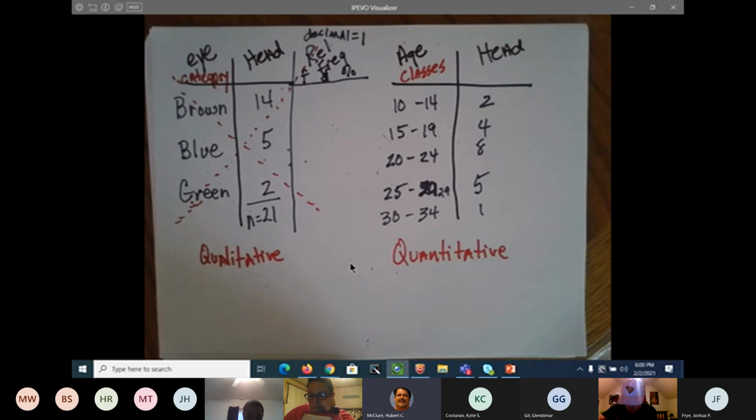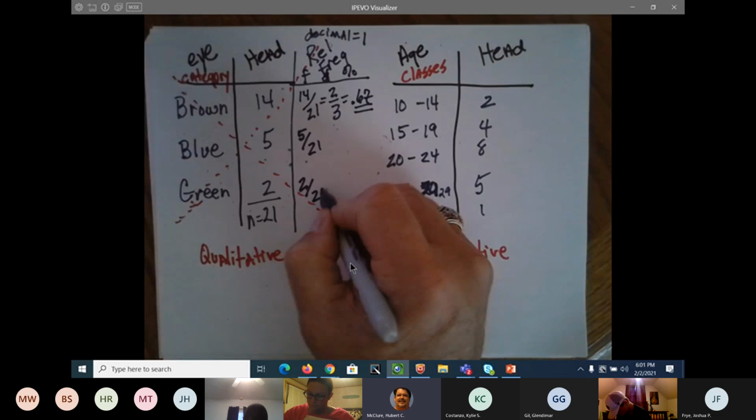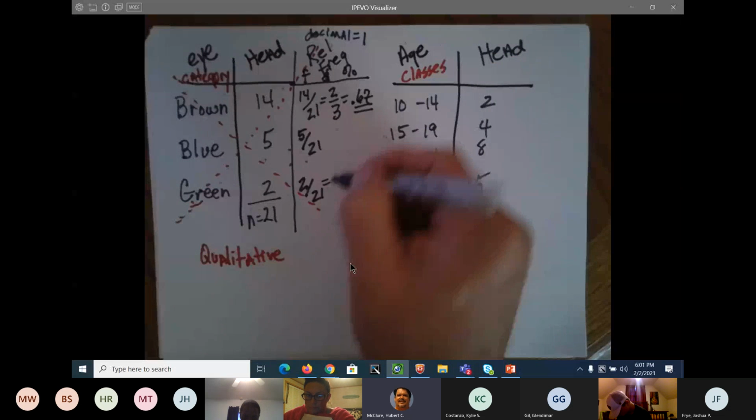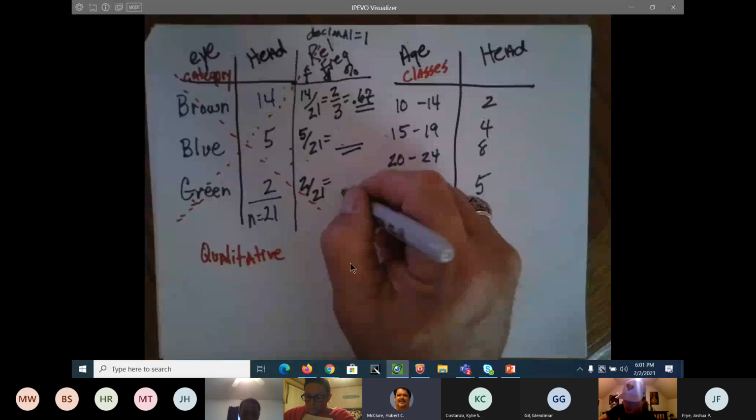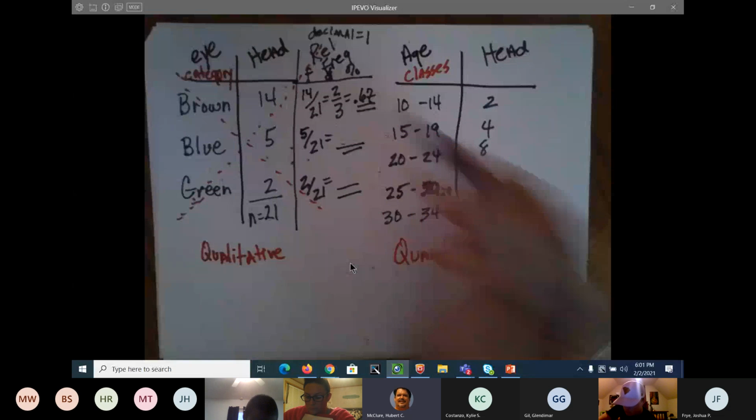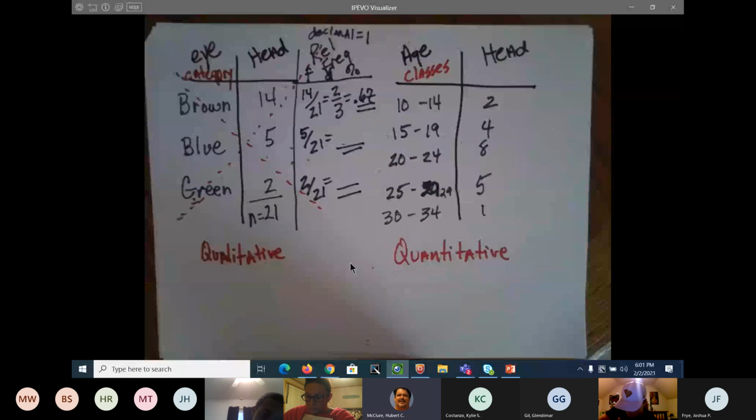So this one's going to be 14 over 21, which is equal to, well, 7 will go in there, 2/3, which is equal to 0.67. 5 over 21, I have no idea. And 2 over 21, and I'm not going to worry about those. Going to turn them into a decimal. And if you add those 3 decimals up, you should get 1.